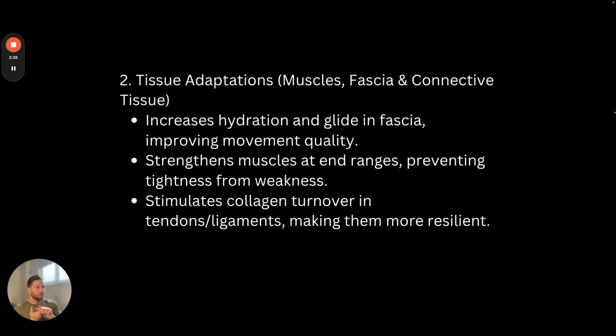Then we have tissue adaptation. This is very similar to what we would see in regular strength training. It's just going to be through a longer range of motion in the muscle. So we're going to see increased glide in the fascia. We're going to increase, obviously, strength in the end range, which we spoke about earlier, and increased joint health in the tendons and ligaments through collagen turnover. The ligaments are specific to the joints. The tendon is what connects the muscle to the bone.